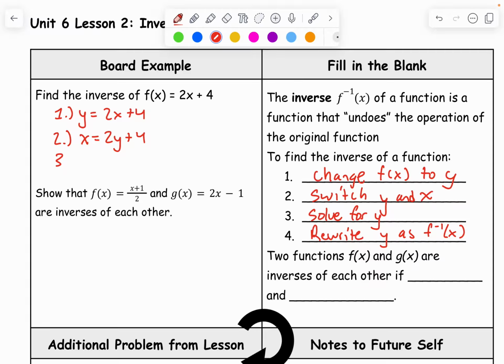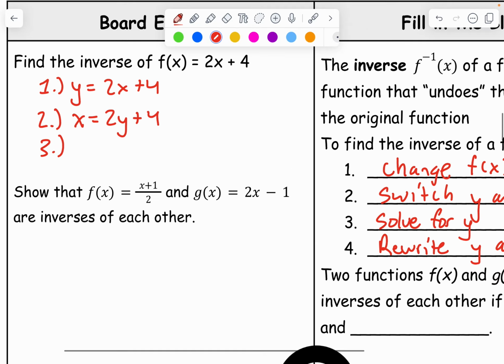Okay, step 3. Now we are going to solve for y. So we want to get y by itself. So if we have x equals 2y plus 4, to get y by itself, we do two things. First, you always undo addition or subtraction first when solving an equation. So if there's a plus 4 next to my y and I want to not have that so I can get y by itself, I would subtract 4 from both sides. So I'll have x minus 4 is equal to, these cancel out, 2y.